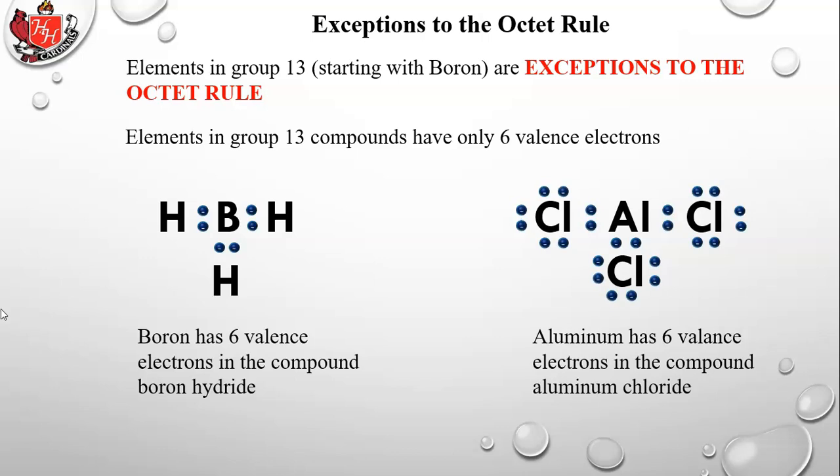Aluminum has 6 valence electrons in the compound aluminum chloride. Aluminum is right below boron on the periodic table, so it's in the same group.